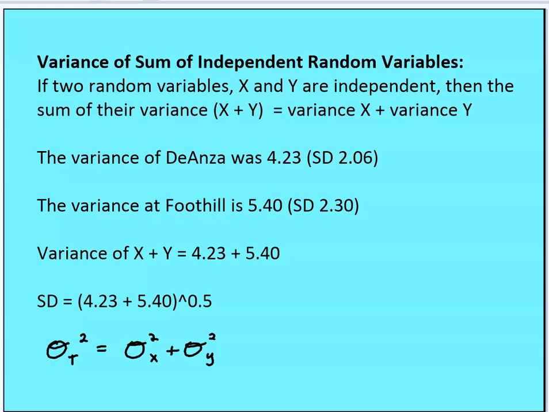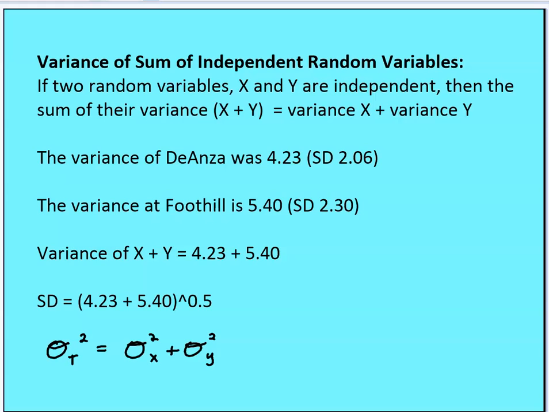All right, variance. If 2 random variables x and y are independent, then the variance of their sum is equal to the variance of x plus the variance of y. So the variance of De Anza is 4.23, the squared standard deviation. For Foothill, I got 5.4. The variance of x plus y is 4.23 plus 5.4. And then the standard deviation is the square root of the sum of those values.